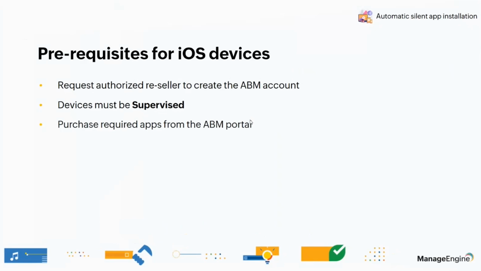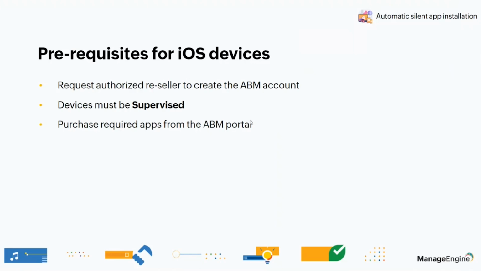So what are the prerequisites when we are trying to push out applications to the managed devices silently? We need to get an ABM account. We get this when we enroll devices via ABM and purchase the devices from an authorized reseller. And the devices should be enrolled as supervised.